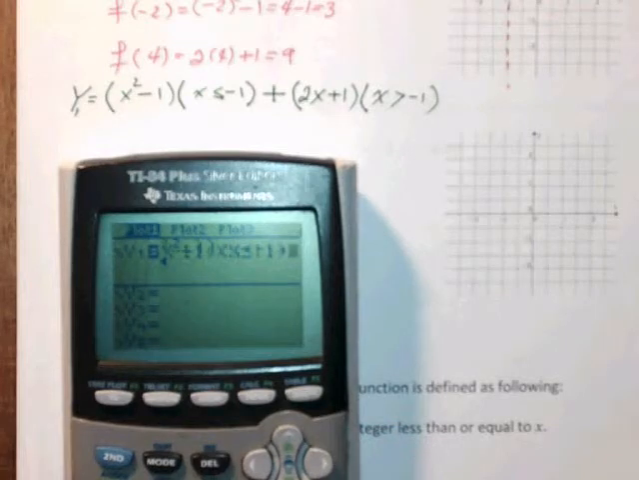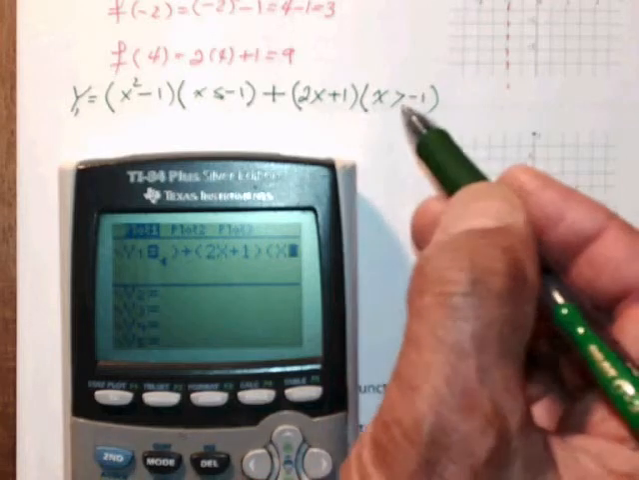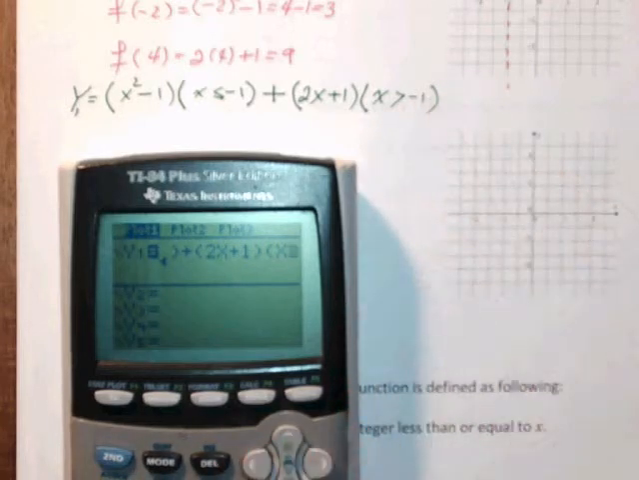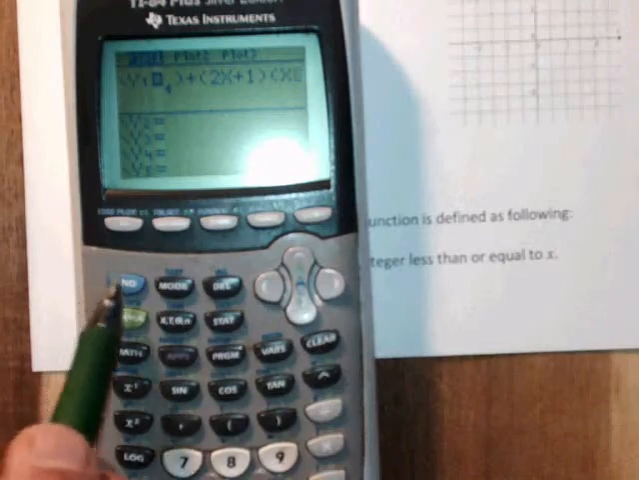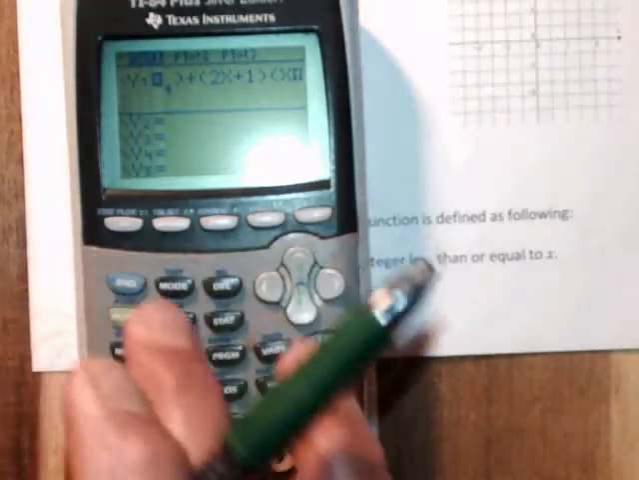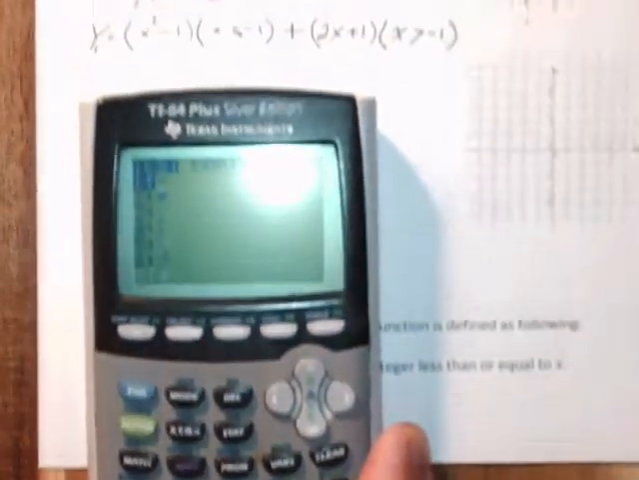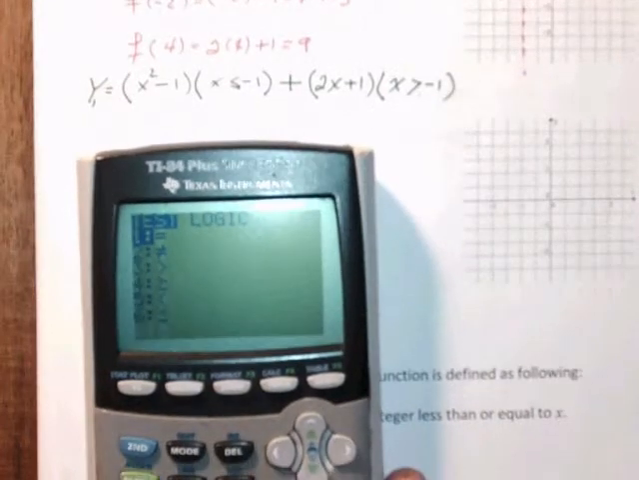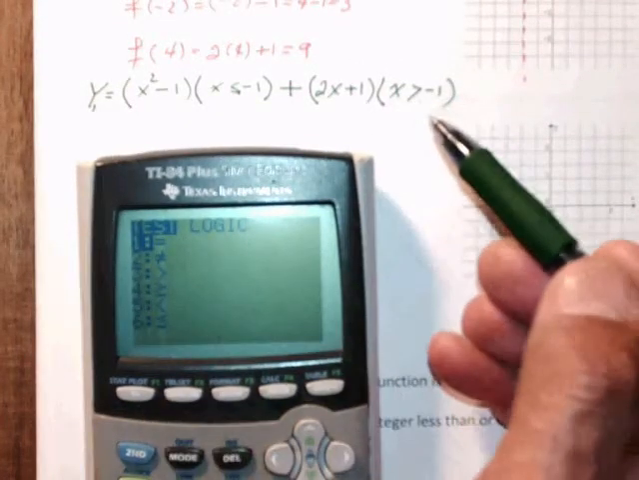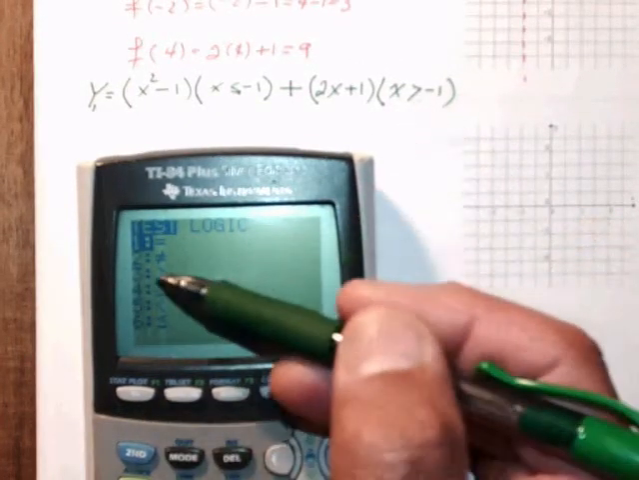So if I continue this here, plus, parentheses 2x plus 1, parentheses x bigger than negative 1. Bigger than negative 1, again you have to go to second math. Go to second math, you get all these symbols here, you see, and for bigger than, just strict bigger than, is number 3.